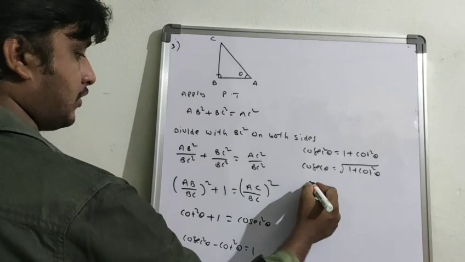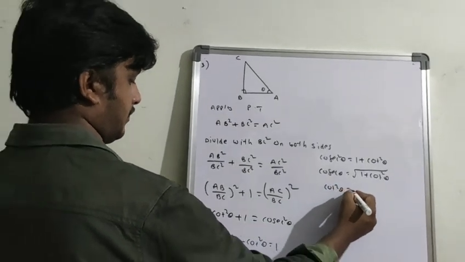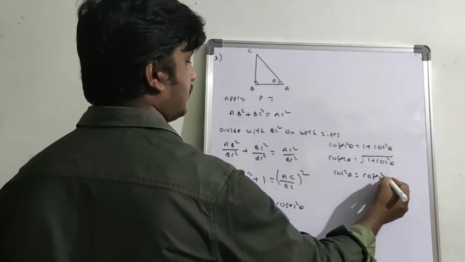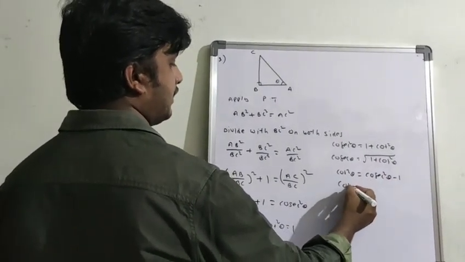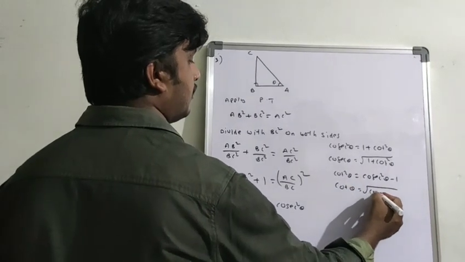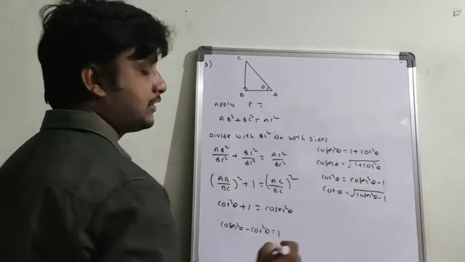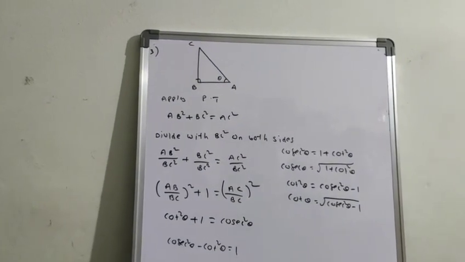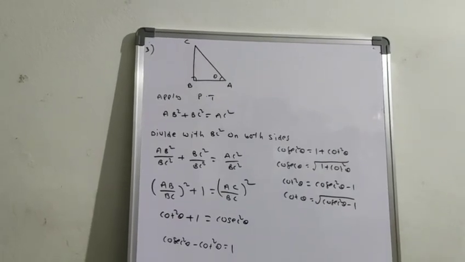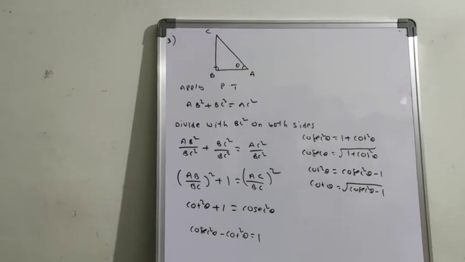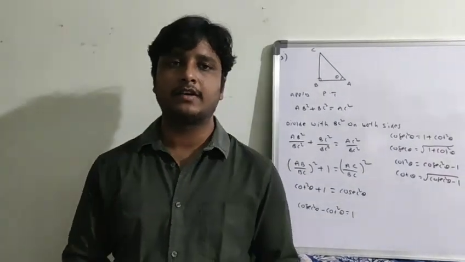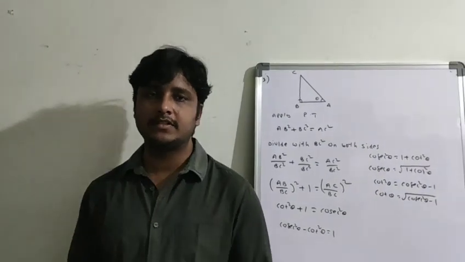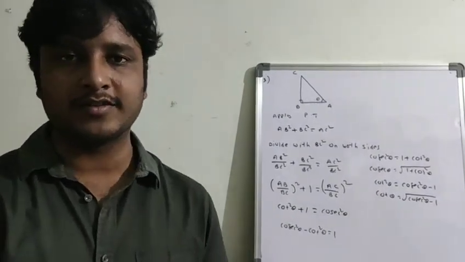Similarly, cot square theta, we can write cosecant square theta minus 1. And from this cot theta is equal to under root of cosecant square theta minus 1. So these are the three different trigonometric identities. By using trigonometric identities, the last exercise, very important 4 mark questions are awaiting for us. So tomorrow, in the next session, we will discuss all the questions. Meeting tomorrow.